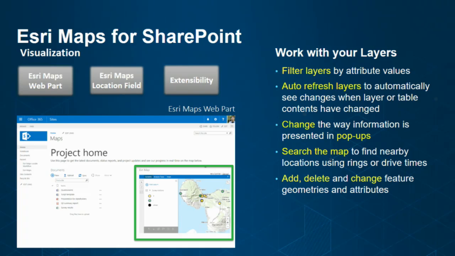You can also change pop-ups. You can search the map. You can do things like find nearby. You can search the map for points of interest. You can add, delete, and change feature geometries and attributes. So you can actually do feature editing if you have those capabilities. That is one of those things where you would need a named user account, and as long as you have the right permissions and capabilities, you could do that through Maps for SharePoint.